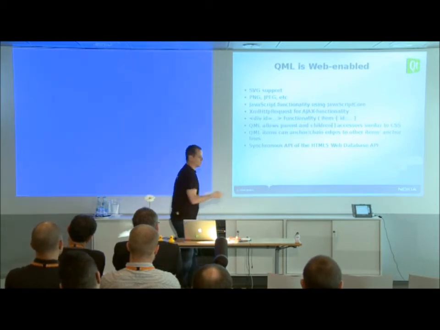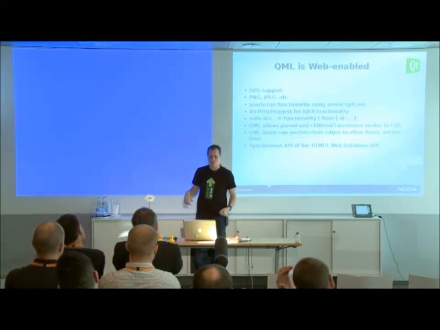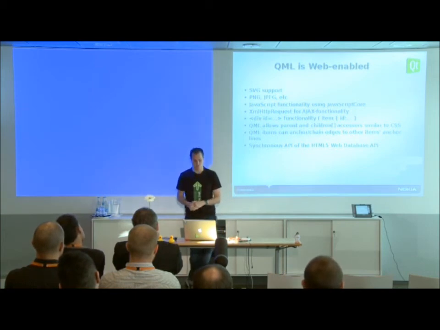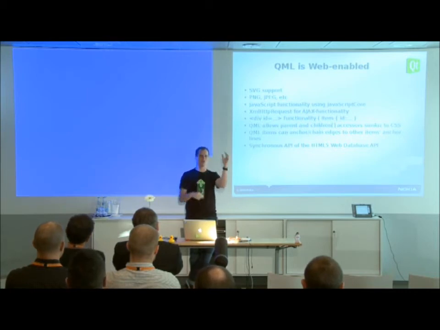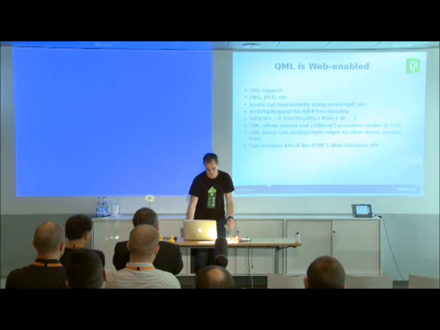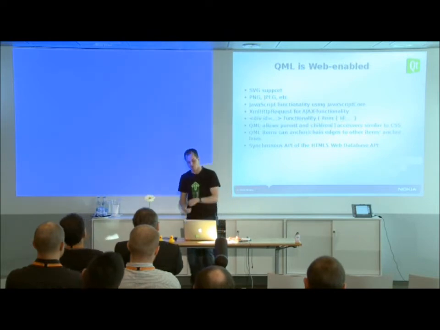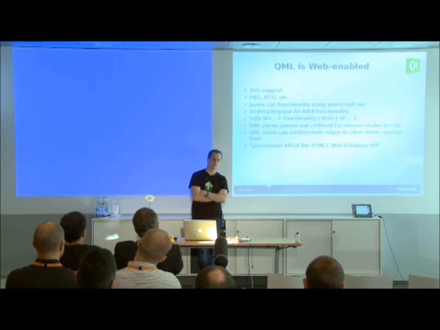It also has support for XMLHttpRequest, for AJAX functionality. You also get the same concept as a div on the web, which is Item. Item is just an empty element that paints nothing, but you can do some logic inside, same as a div. In QML, you can access the parents and the children of an element, similar to what you have in CSS, so you can react to parent changes. You can anchor the items together. Anchoring is like when you connect lines. You say the left side of my child will be connected to the left side of my parent, and that's the anchor concept. I won't go into the details, but that's exactly the same as the web. You also get a synchronous API for the HTML5 web database API, so you can do a bit of web database in QML.